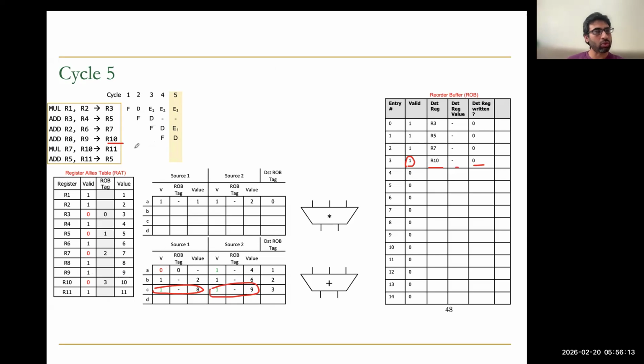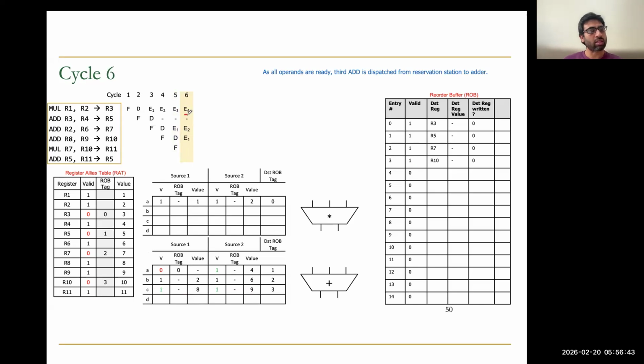And we also need to rename R10 in the RAT, right? So we set its validity bit equal to 0, and we recorded 3, which is basically the entry number of the ROB which is reserved for this add instruction. Now, this instruction, since both of its operands are available, is ready to execute in the next cycle. And multiply instruction is fetched in the same cycle.